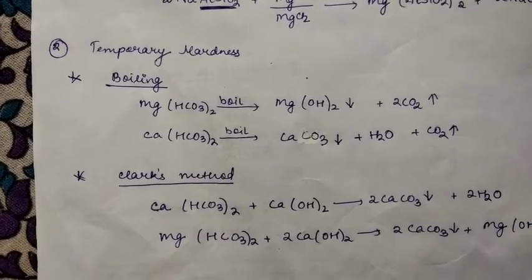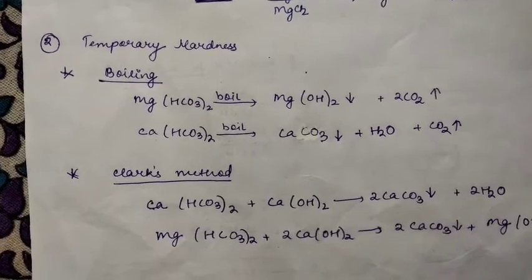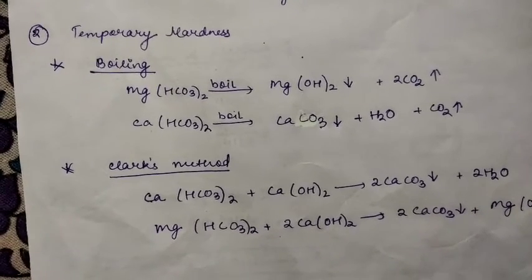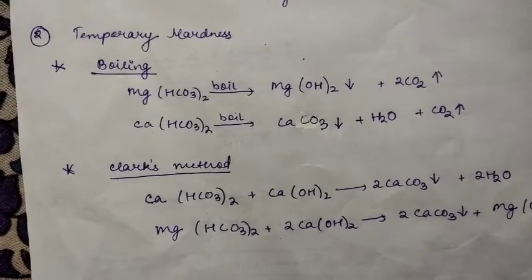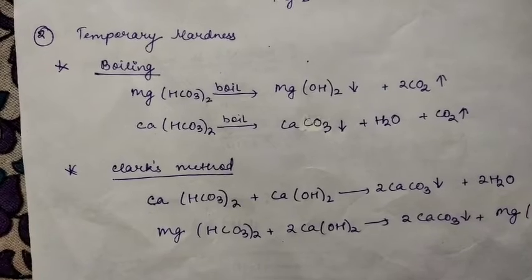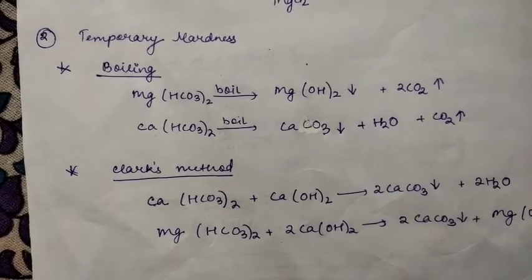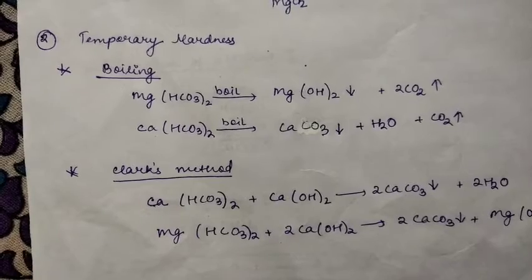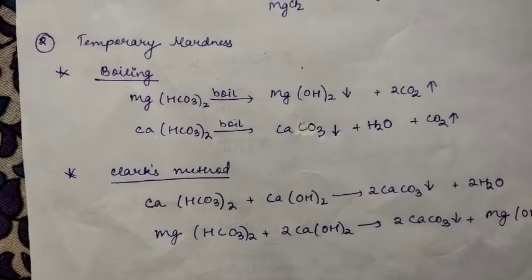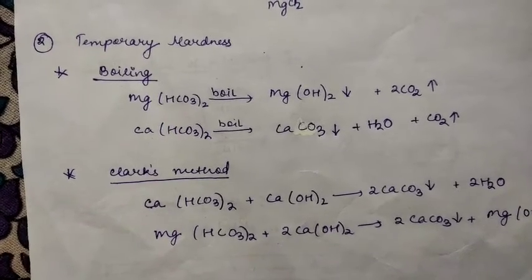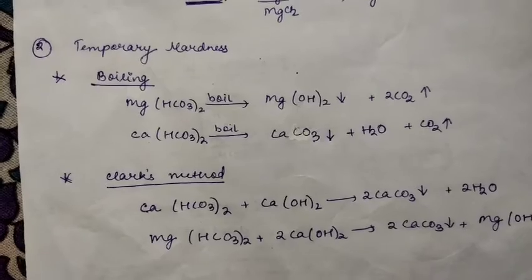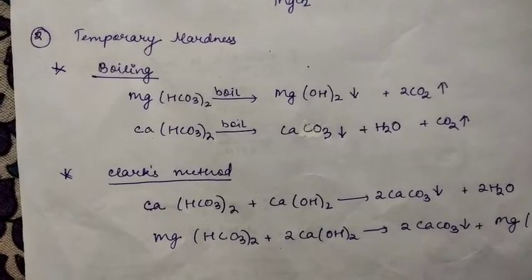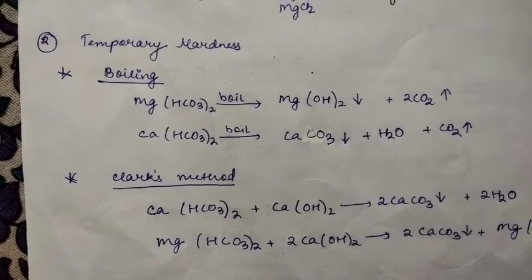So we can remove the temporary hardness basically by following two methods, that is, by boiling or by Clark's method. As you know, we cannot separate a substance that is soluble in water, that is already dissolved in water. So we can separate that particular substance if we make it insoluble. So the easiest way is to boil the temporary hard water.